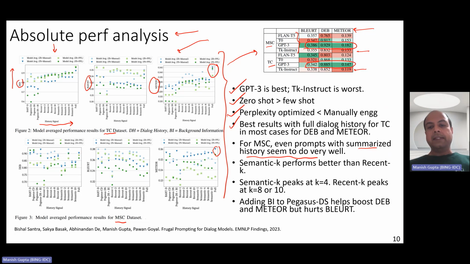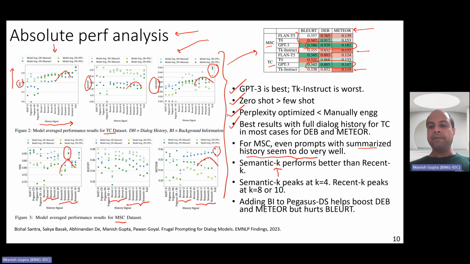Also, what is observed, if you look at the selection method, semantic K versus recent K, is that semantic K performs better than recent K. These are semantic K, and these are recent K. Similarly, you have semantic K and recent K in every plot. What you also observe is that semantic K sort of peaks at 4. Typically the curves look like that. Semantic K typically peaks at 4.